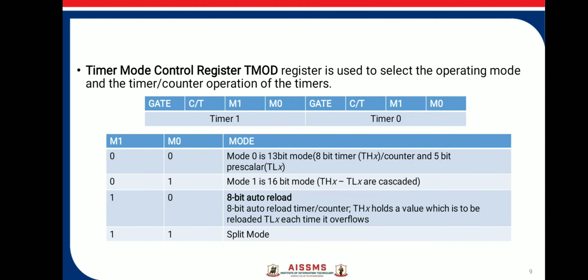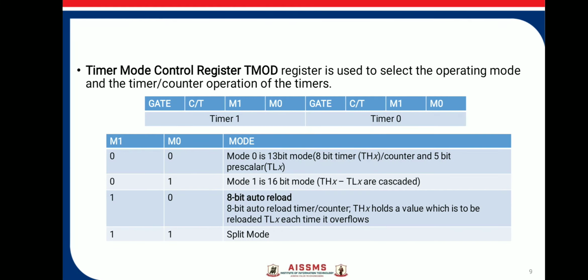The timer mode control register. This timer mode control register is again an 8-bit register. The first 4 bits of this register are M0, M1, C/T (counter or timer), and the gate.